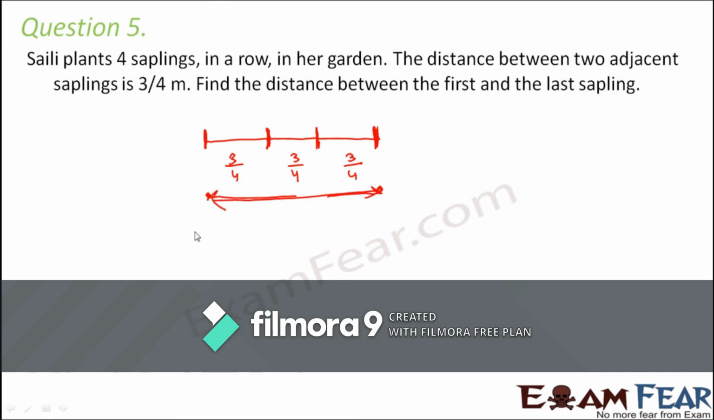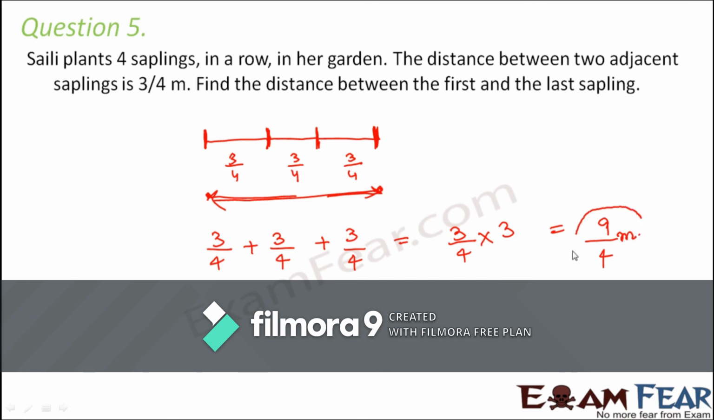So how would you find out this entire distance? This entire distance is nothing but 3 by 4 plus 3 by 4 plus 3 by 4, which actually means that 3 by 4 is added 3 times, which can be written as 3 by 4 into 3. So we multiply the numerators, which is 9, we multiply the denominators, which is 4. So the distance between the first and the last sapling is 9 by 4 meters.